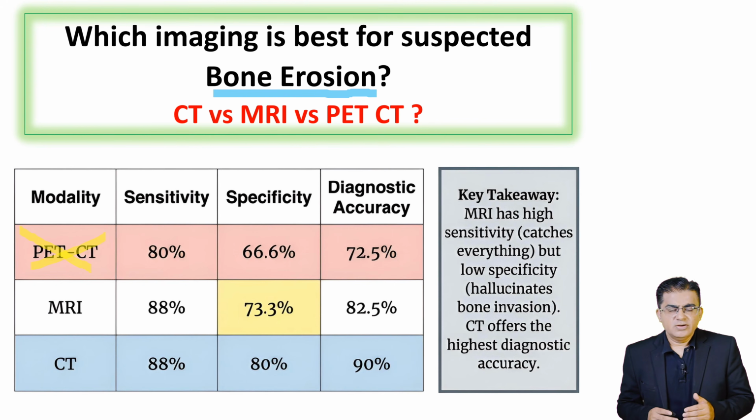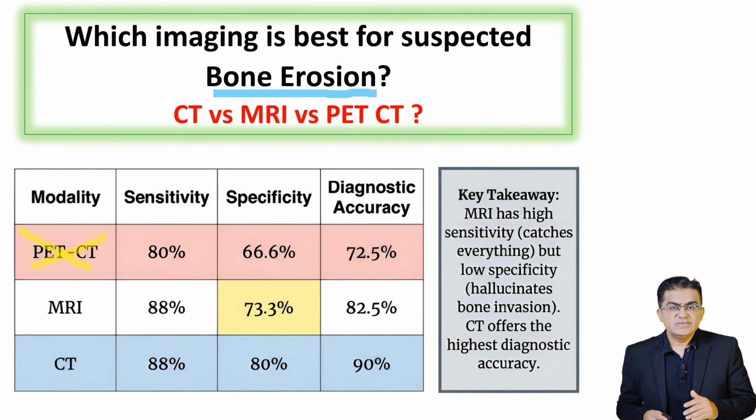The real fight for bone involvement is actually between MRI and CT scan. Let us compare them head to head. Look at sensitivity first. It is a tie. Both are at 88%. What does sensitivity actually mean to us? Think of it as your catch rate. It means if there is really a cancer involving a bone, both CT and MRI are equally fantastic at catching it. They will both raise their hand and say, hey, yes, something is wrong with this bone.